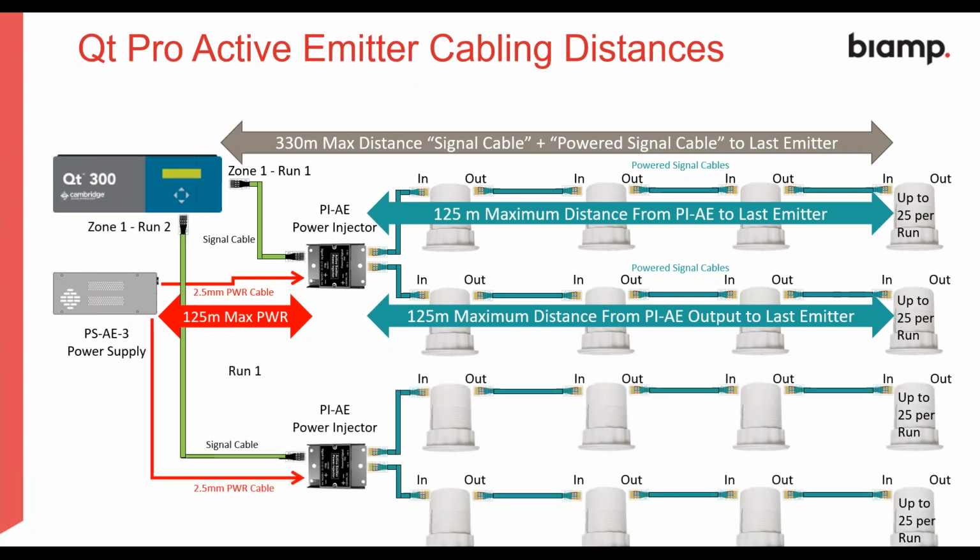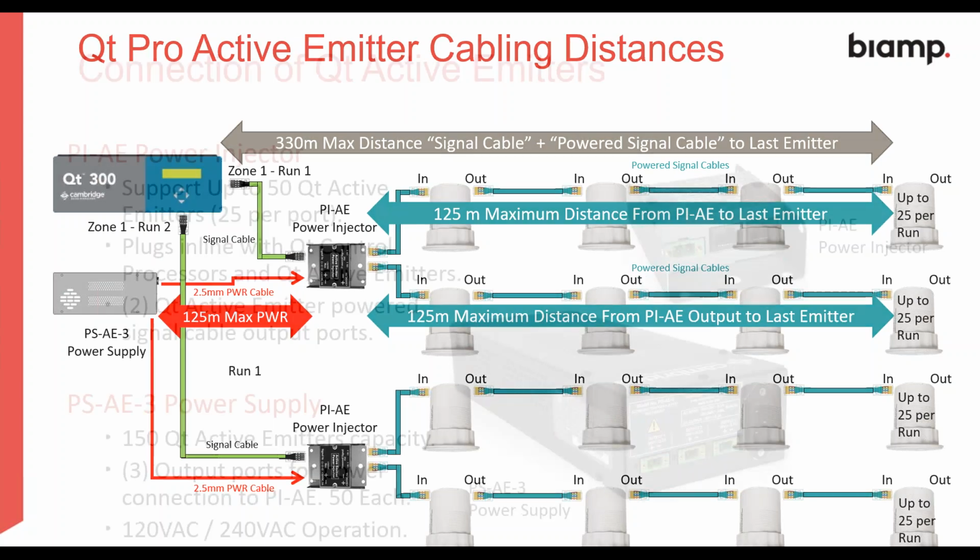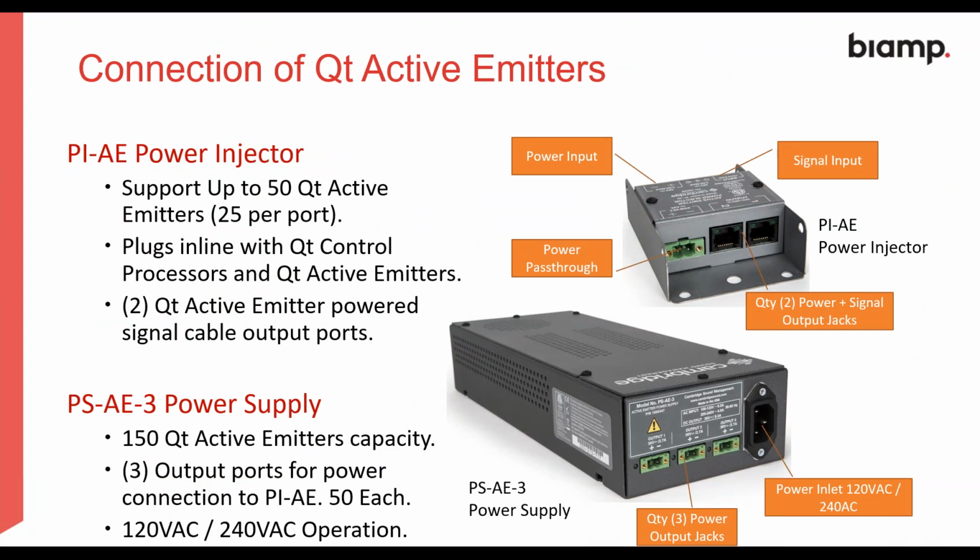And again, you have the same out of zone, out of run 2 if you wish, or another zone, you can use that. And the 2 items that we use to connect the active emitters are the power injector and the power supply. The power supply can do up to 150 emitters, as long as you do not have more than 50 per channel. You can use each channel for more than 1 power injector.